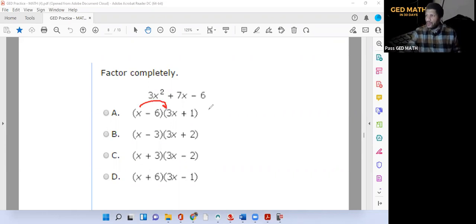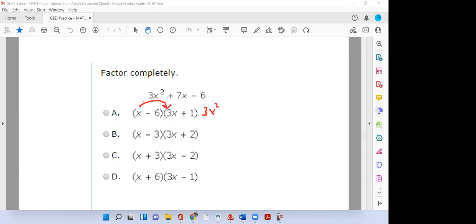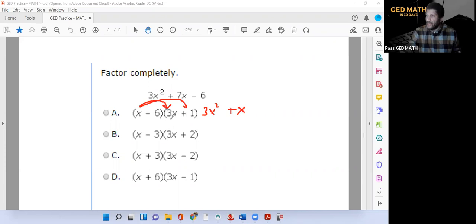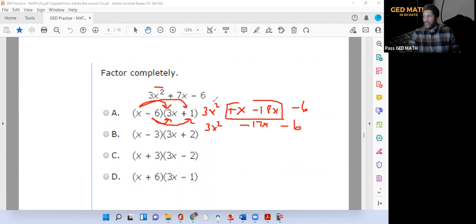x times 3x, 3x squared. x times 1, it's just x. Minus 6 times 3x is minus 18x. And then minus 6 times plus 1 is minus 6. When I combine these two terms, I get minus 17x. 3x squared minus 17x minus 6. Is that what we need? No. So it is not A. So I get rid of A.